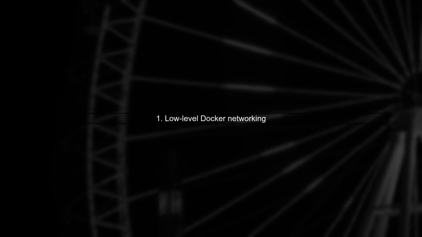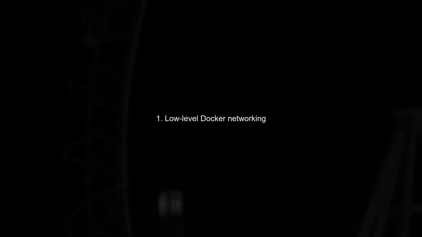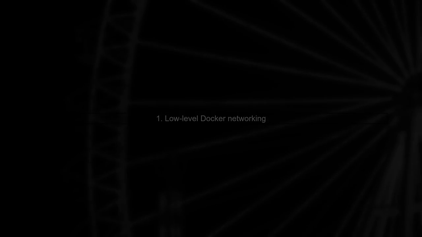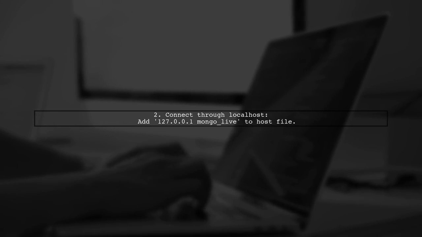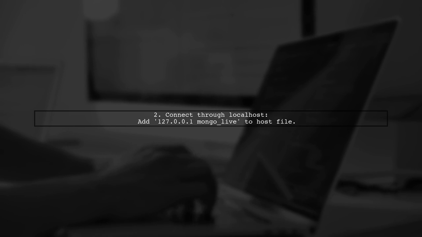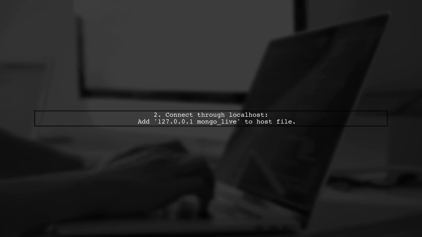There are three main ways to connect your containers. First, you can dive into low-level Docker networking. Second, you can connect through localhost by exposing ports. Just add 127.0.0.1 mongo-live to your hosts file. This is the simplest method.